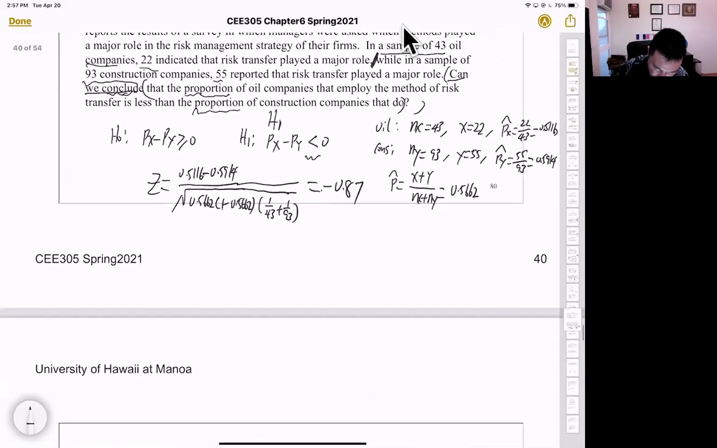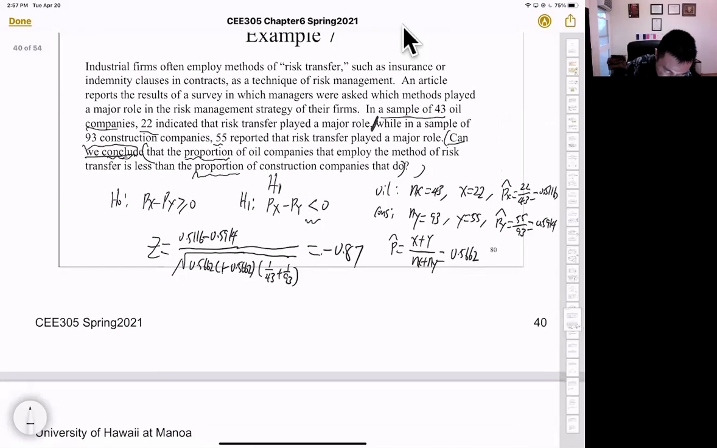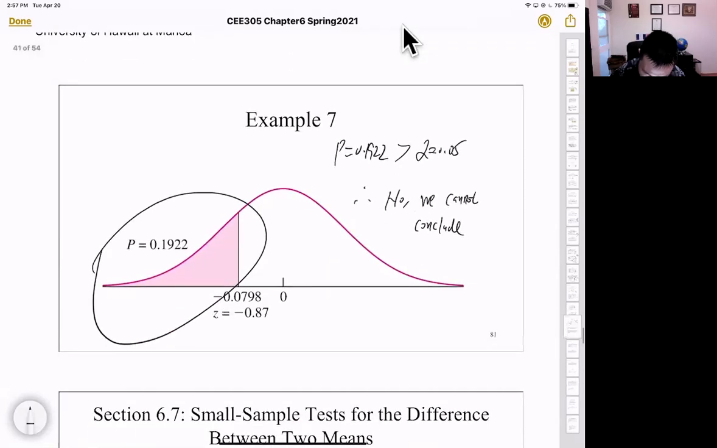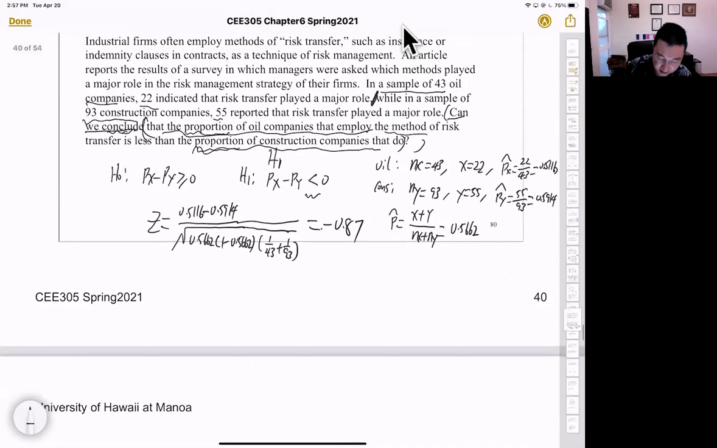You can just copy the last sentence here. We cannot conclude that the proportion of oil companies employing a method of risk transfer is less than the proportion of construction companies. Or we say we cannot conclude H1 is true, because that's how we set up the claim as H1.